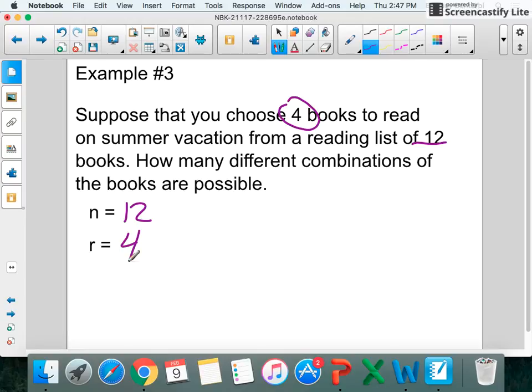It doesn't say that it matters that they have to read a certain book first. It doesn't matter. All that matters is that they read 4. It doesn't matter which four. So this makes it a combination. So remember, our combination formula is n factorial over r factorial times n minus r factorial. So my n is 12, my r is 4, and I'm going to just plug in from here.